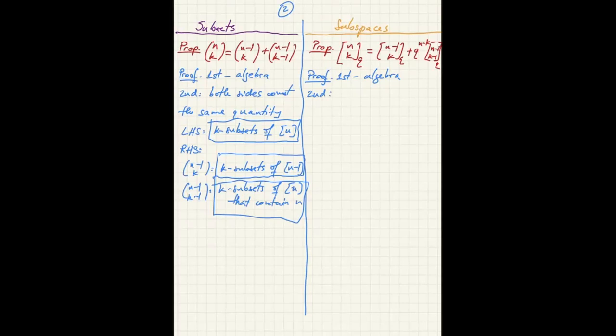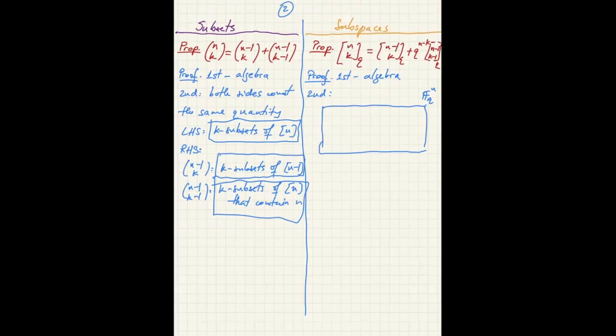showing a little bit of the deeper meaning of this result. So we have our vector space, the big one. Let's call it F_q^n. And we want to count the number of k-subspaces here. That's what the left-hand side is.